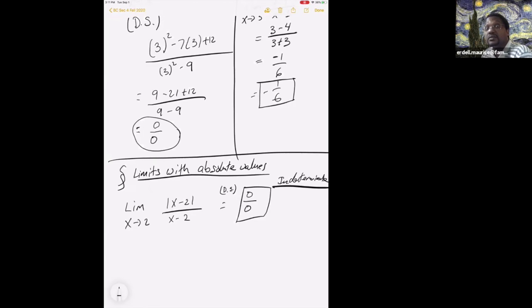But unfortunately, I cannot simplify this expression. See, the x minus 2's cannot cancel out because of this absolute value right here. So if I cannot use direct substitution and I cannot simplify the expression, how am I supposed to get the answer?